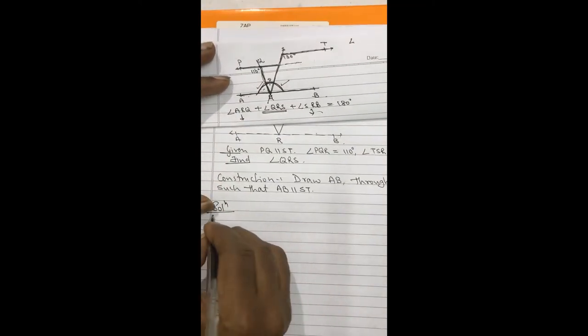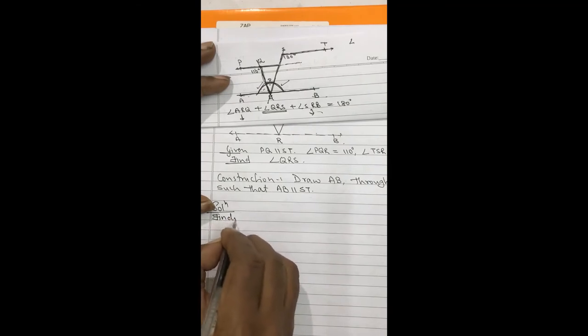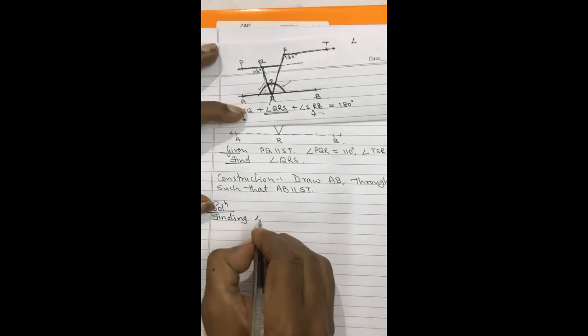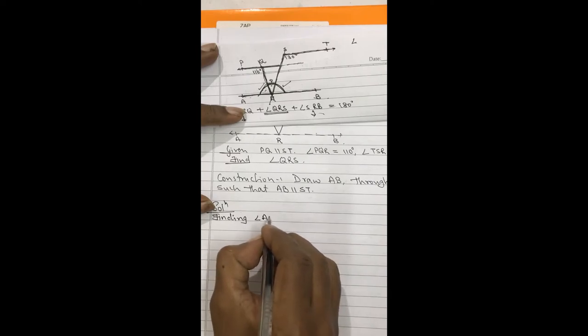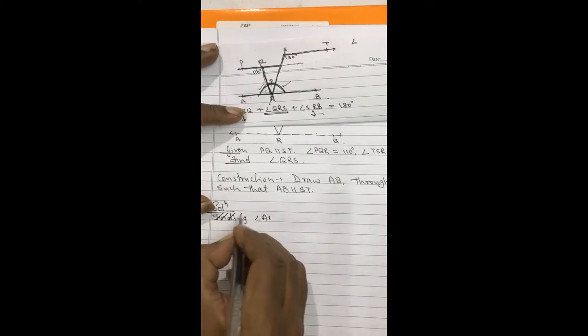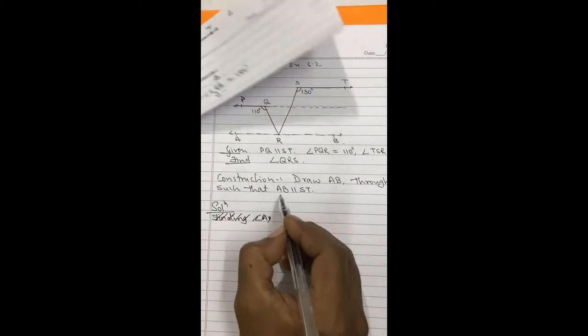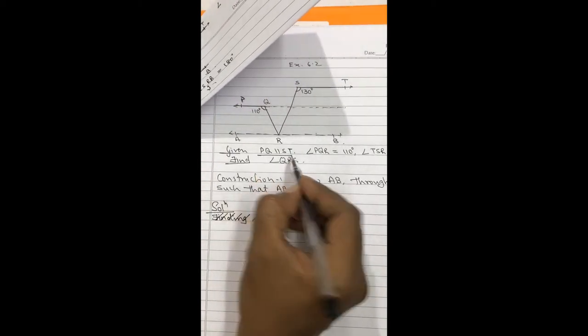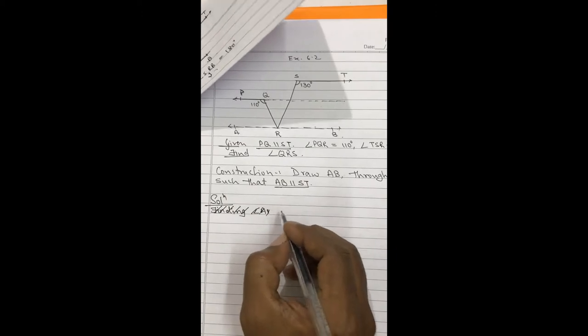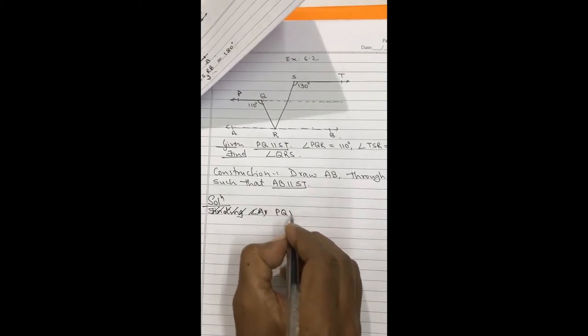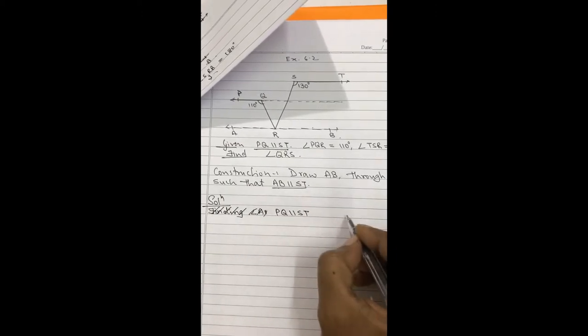You can tell over here, finding angle A. Oh, sir, first, but before that we have to make one thing. See here, we have done construction: AB is parallel to ST, PQ is parallel to ST. So here we have to tell first of all, PQ is parallel to ST. The reason behind this is that it is given.